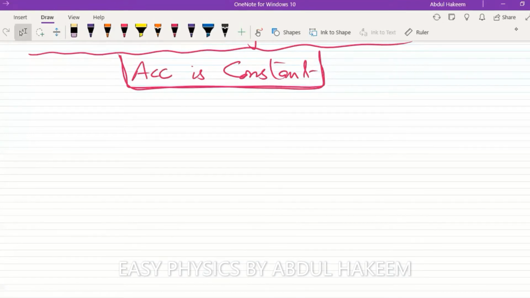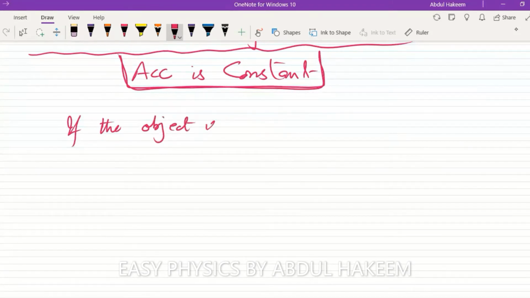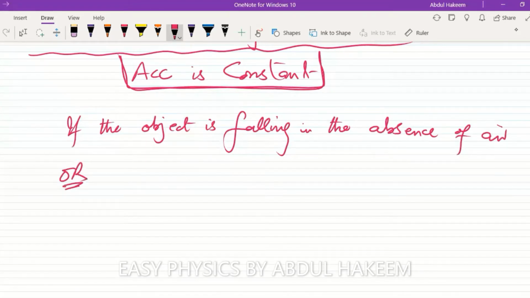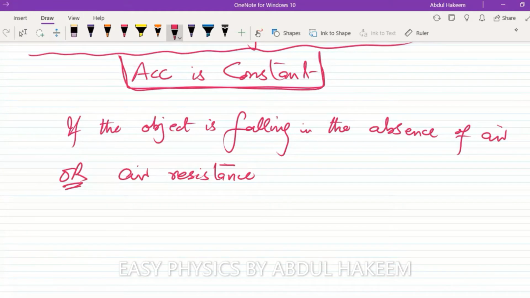Now, if the object is falling in the absence of air, or air resistance is there, but it is negligible. Air resistance is negligible.